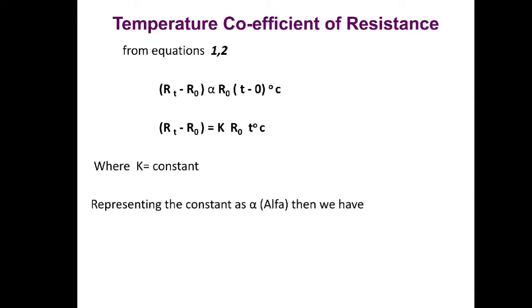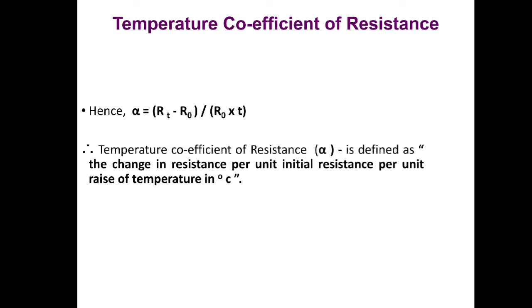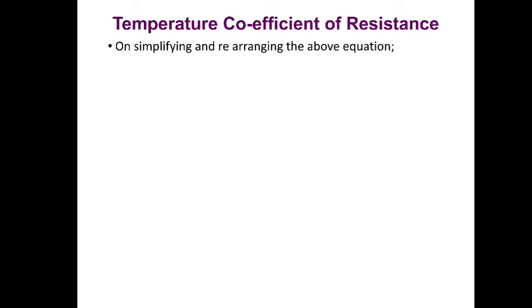Here let us define K as a constant term, and this constant K is also represented by alpha, known as the constant of proportionality. So R_T minus R naught is equal to alpha into R naught into T. Hence alpha will become R_T minus R naught divided by R naught into T. Therefore, how can the temperature coefficient of resistance be defined? It can be defined as the change in the resistance per unit initial resistance per unit rise of temperature in degree centigrade. From the above expression we can define this statement.